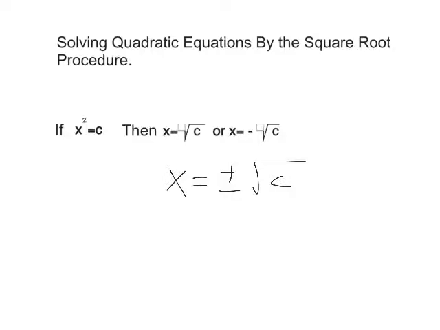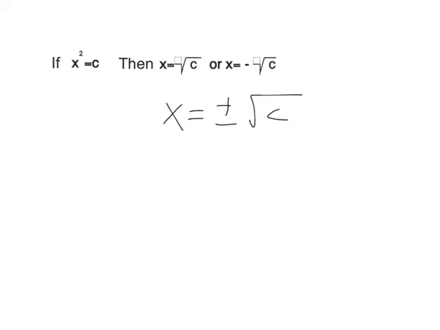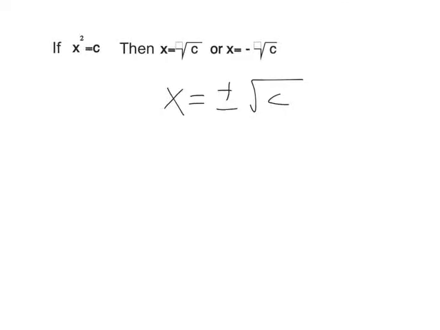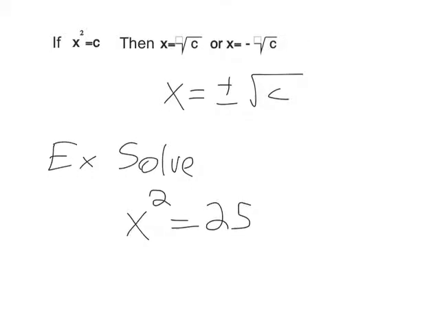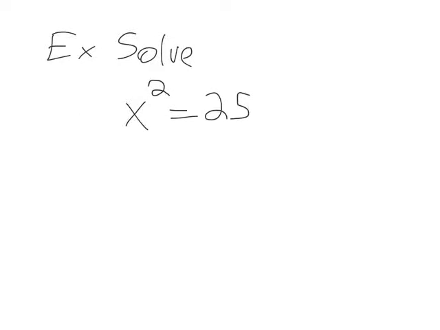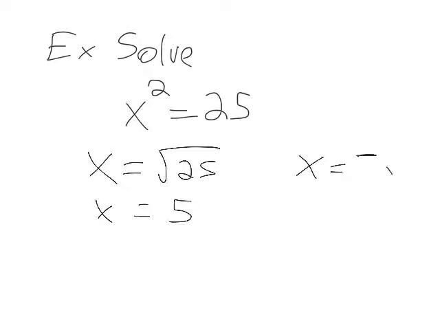So let's look at a real basic example of this rule in place. Let's say I'm asked to solve, just like before, and solve by using the square root procedure is typically the instructions. If I had just x squared is equal to something like 25, then to solve that, I make those two equations. One would be x is equal to the positive square root of 25, which is just 5, okay? And then the other one is going to be negative square root of 25.